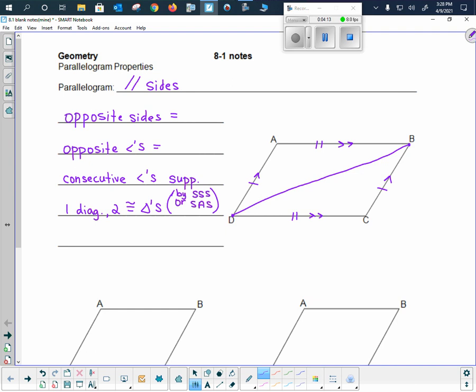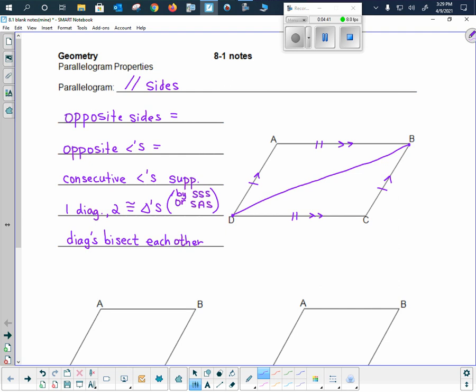The last property you have to know is that the diagonals bisect. There's that word coming back. What does bisect mean? Bi means two, sect means cut. So remember, bisect would mean to cut into two equal parts. So the diagonals bisect each other.